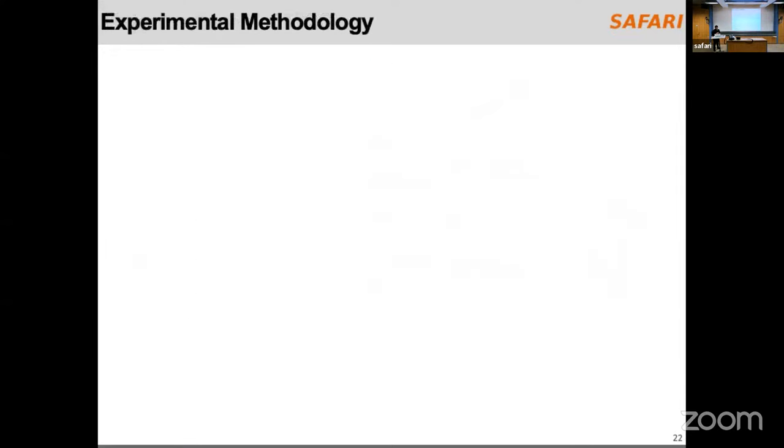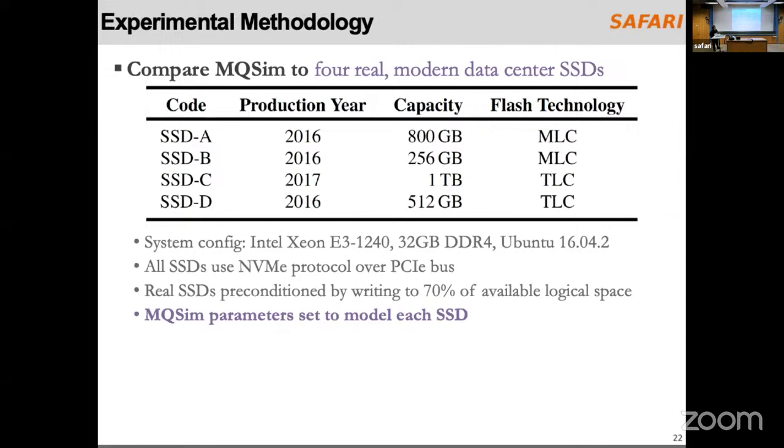MQSim looks like. So I'll briefly talk about the experimental methodology. If you have any questions, please let me know. What we do is we compare MQSim with four real modern data center SSDs. Here you have a couple of MLC SSDs, which is multi-level cell, and then a couple of TLC SSDs. And this is basically the system configuration. We use an Intel Xeon system, and all of these SSDs support the NVMe protocol. We also precondition them by writing to 70% of the available logical space. And basically, these parameters can be modeled in MQSim.